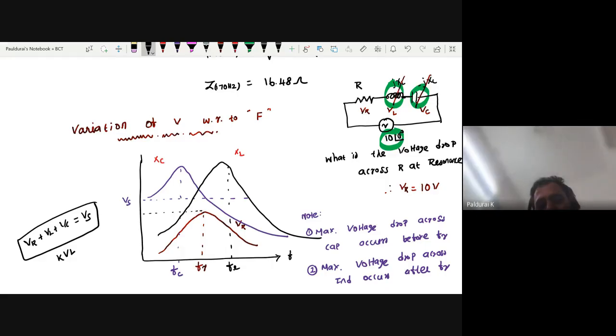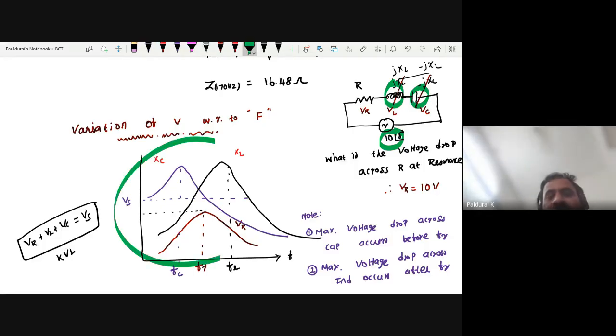The voltage will be more than 10 volt if you measure across inductor alone or across capacitor alone. But if you add everything, you will get 10 volt. Because here it is plus jXL, and it is minus jXC. Both will cancel. That I will prove later. But this is the variation of voltage with respect to frequency.